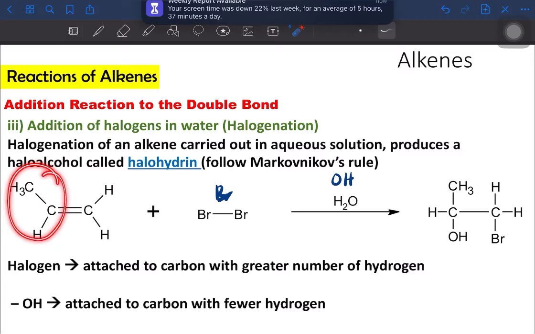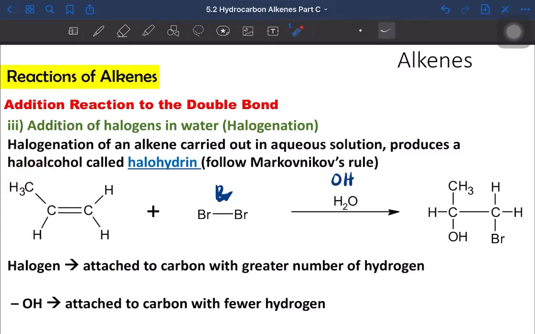This part of the carbon double bond here has one alkyl and one hydrogen group. So this alkene is not symmetrical. According to Markovnikov's rule earlier, we know that the more electropositive reagent will be added to the side of the carbon-carbon double bond that has more hydrogen atoms. So in this case, the halogen here, bromine or chlorine, is the more electropositive reagent compared to OH.